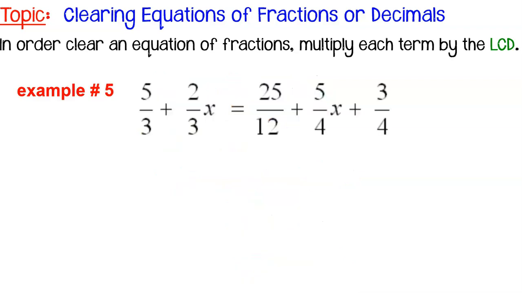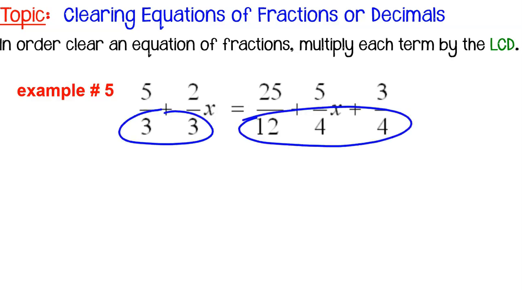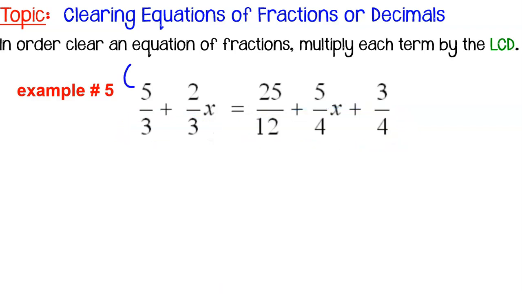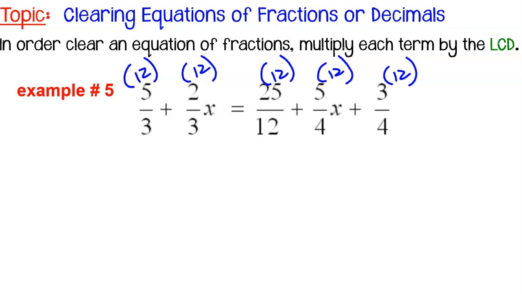Let's take a look at this one. That looks pretty long. But again, I'm only interested in the denominators. So I've got a 3, 12, and 4s. So that makes my LCD 12. Don't forget to multiply every single term. Even if it's not a fraction, it gets multiplied.